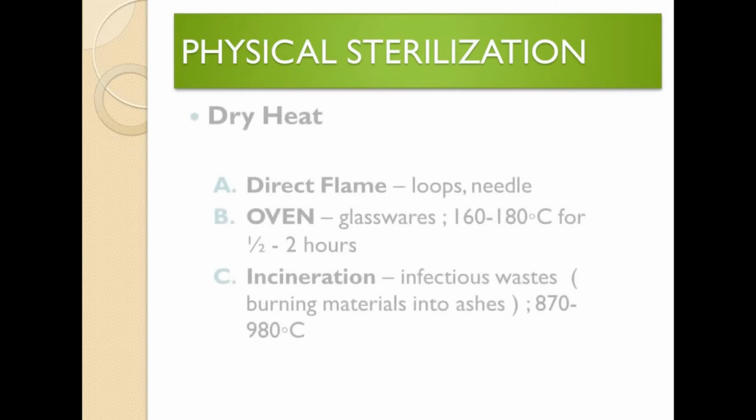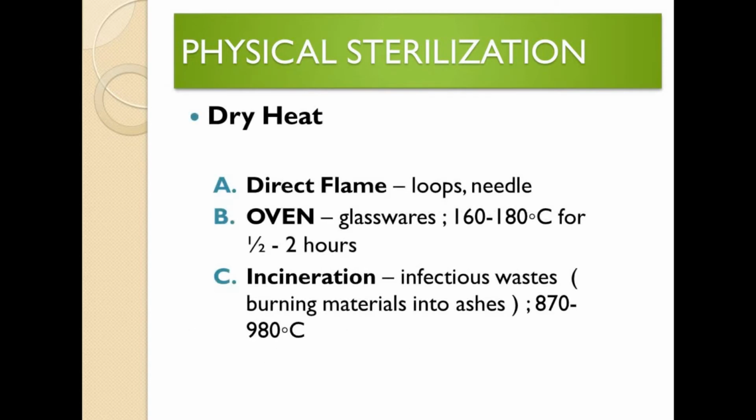Under physical sterilization, we also have dry heat. We have the direct flame, loops, or needle. These are used in laboratories when we are inoculating microorganisms, the loops or needle. We also have the oven. This is used for glasswares at 160 to 180 degrees Celsius for 1 to 2 hours. So this is the time that we will be using for the sterilization of your glasswares. We will be using an oven with a temperature of 160 to 180 degrees Celsius.